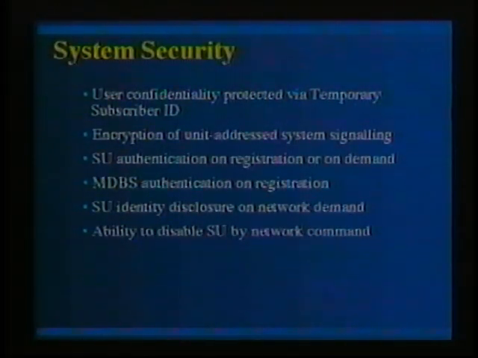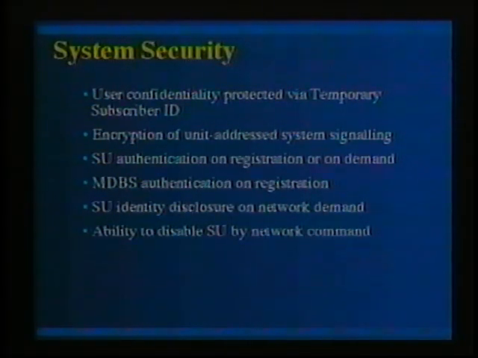The confidentiality is protected by a scheme of temporary subscriber IDs, which, as Kirk said, are changed at regular intervals. The system signaling is encrypted as far as possible. The encryption is sufficient to protect you against eavesdropping and to protect against any real-time spoofing of the system. The subscriber unit must always authenticate itself when it registers. It must also be prepared to authenticate itself on demand via an exchange of digital signatures. The MDBS will also authenticate itself to the subscriber unit on subscriber unit registration by a similar exchange.